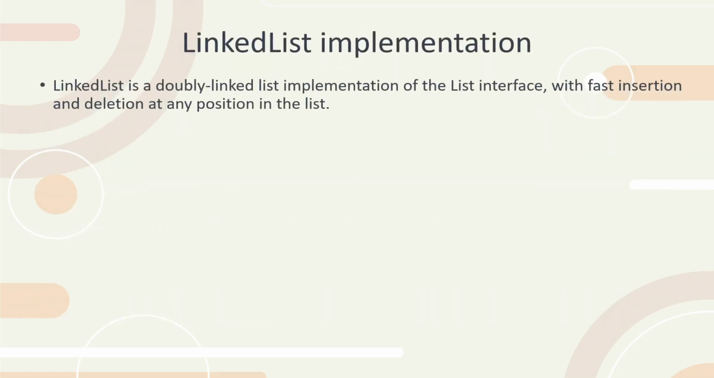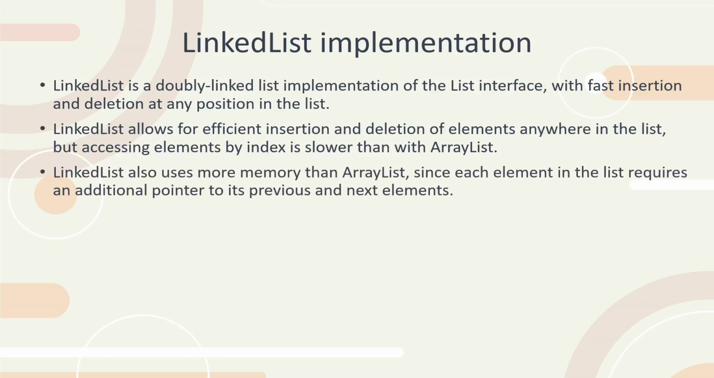LinkedList is a doubly linked list implementation of the List interface with fast insertion and deletion at any position in the list. LinkedList allows efficient insertion and deletion of elements anywhere in the list, but accessing elements by index is slower than with ArrayList. LinkedList also uses more memory than ArrayList, since each element in the list requires an additional pointer to its previous and next elements.